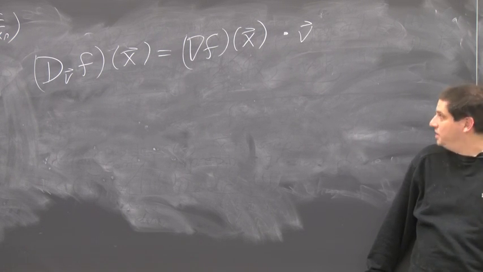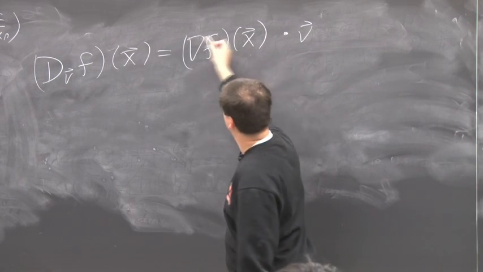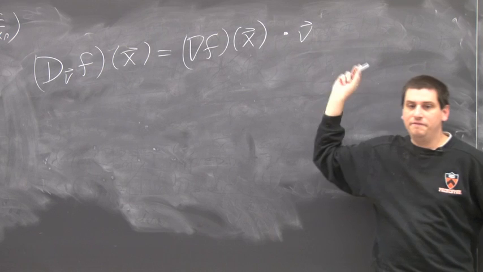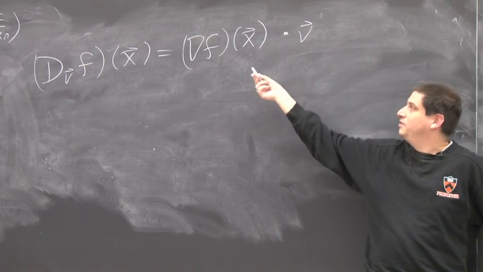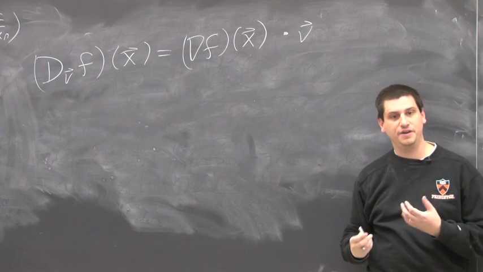I'm sorry? The gradient of f, right? This is the only vector that's left. So no matter what v you choose, the directional derivative always has the gradient of f at x. It always has this vector in it.